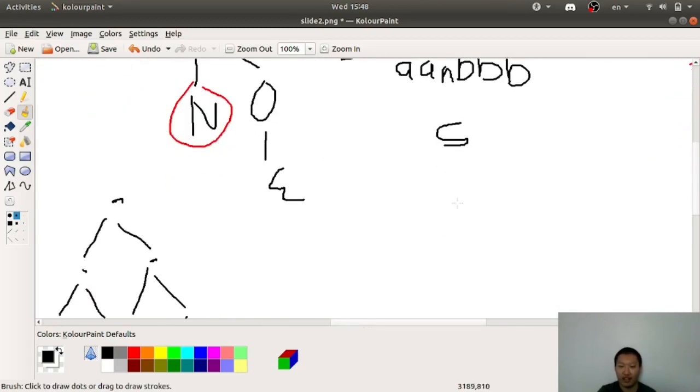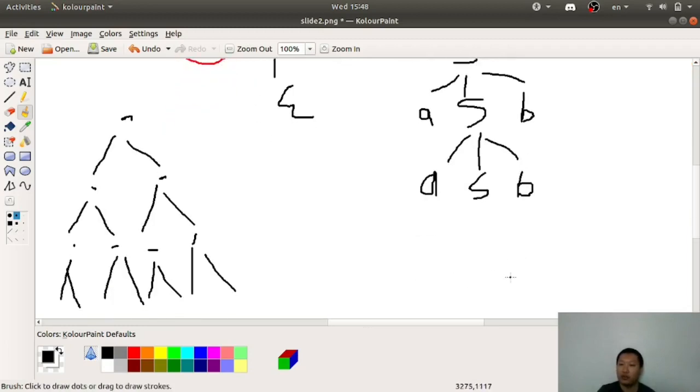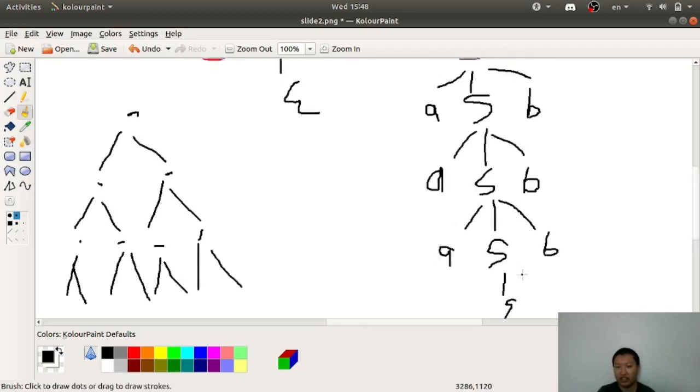So we apply that S turns into a, S, b, and we apply that rule again. So we get another a, S, b, and we apply the rule one more time. You can see that we're really close because we have 3 a's on the left and 3 b's on the right. And now all we have to do is get rid of this S here. So S turns into the empty string, applying our second rule.